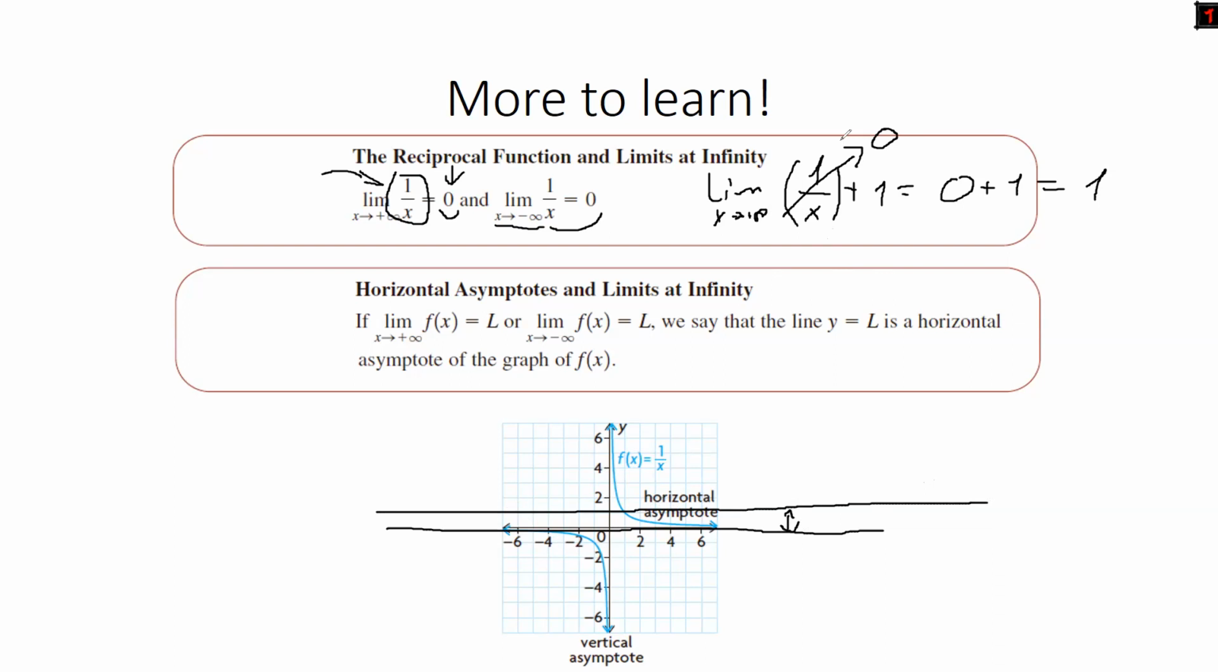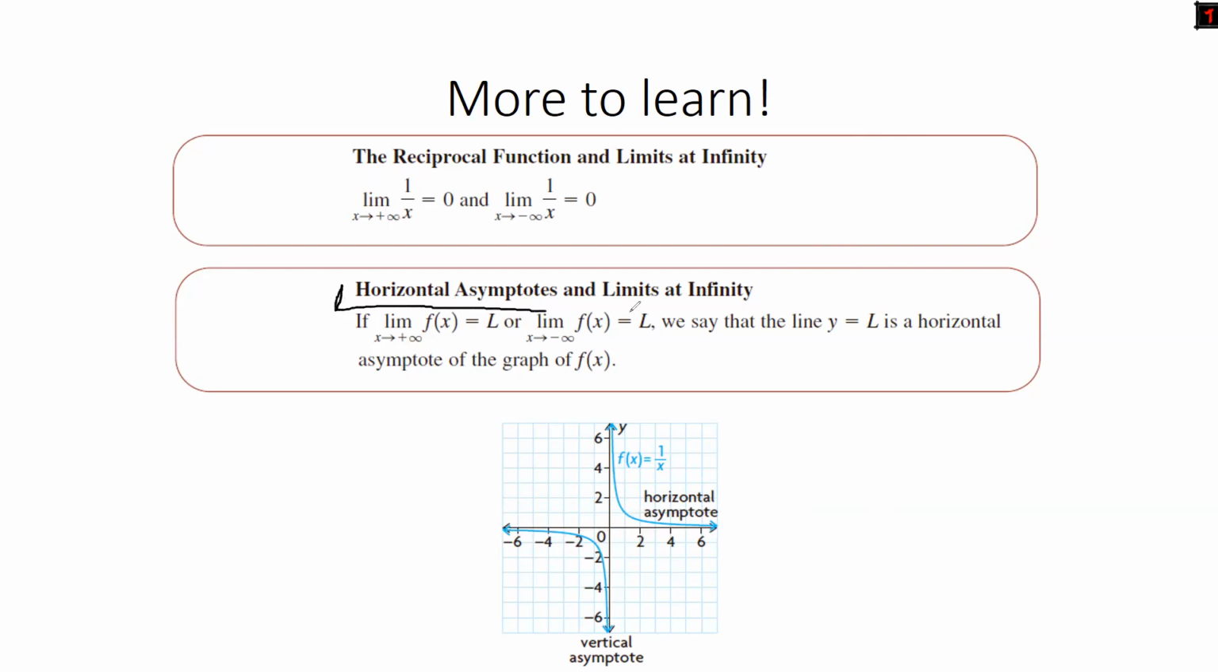So, Yusuf, can you please read this definition? I would like you to memorize it as rock solid because this is what you're going to use a lot. Horizontal asymptotes and limits at infinity. If the limit as x goes to infinity of f(x) equals L, or the limit as x goes to negative infinity of f(x) equals L, we say that the line y equals L is a horizontal asymptote of the graph of f(x).